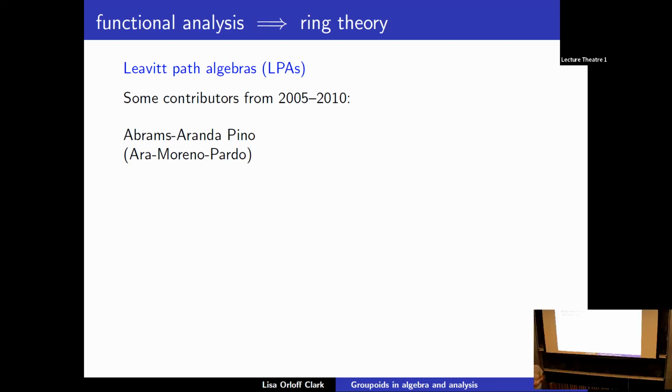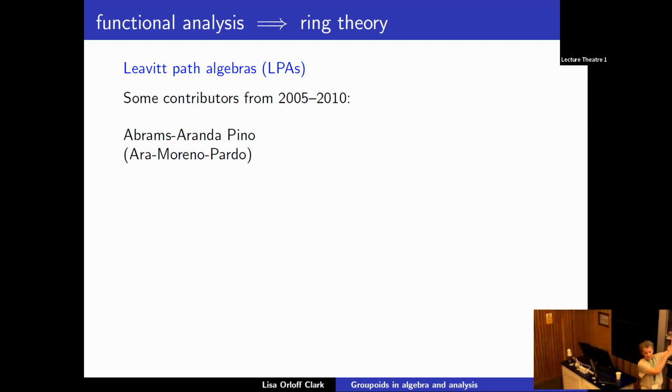I've put Enrique's one, Ara, Moreno and Pardo, in parentheses, because I'm thinking the way that Abrams and Aranda Pino did it was functional analysis inspired ring theory, but I think the way Enrique's team did it is more inspired by the ring theory itself. So I put it in parentheses because I want to credit that they had done this, but it's a place where it's not necessarily functional analysis inspired.